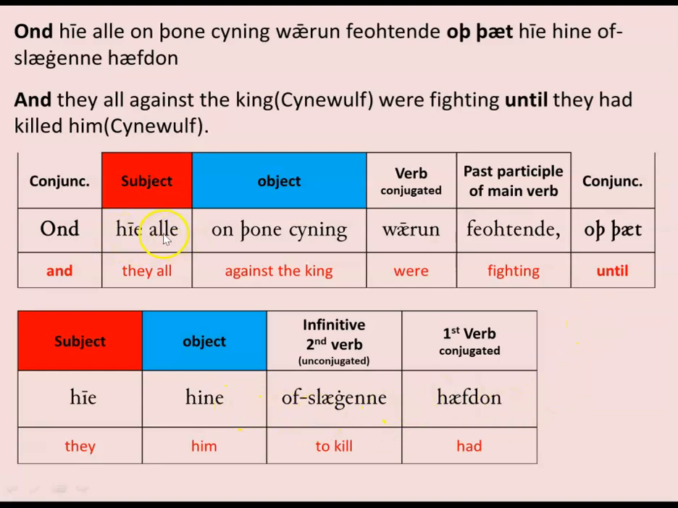Okay, so "they all" is the subject in the nominative there. The object is "on von König", so it's against the king here. "Von" marking it as the accusative, so it's the object. So straight away, "von König" is the object. The verb conjugated, "warun", okay, and the past participle, because remember we're talking here about an action that's been completed in the past, so we're using the past participle of the main verb, which is "vechtende", okay, that's a past participle of fighting, "vechtende", and this verb here, conjugated, "warun".